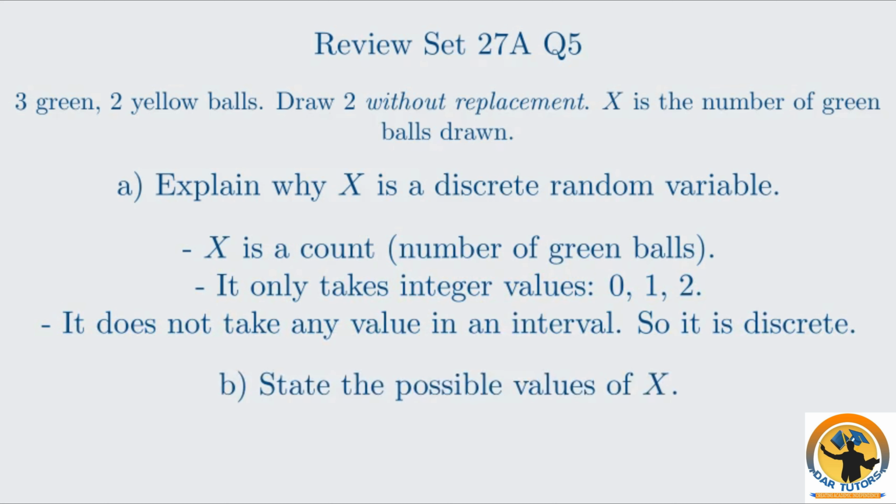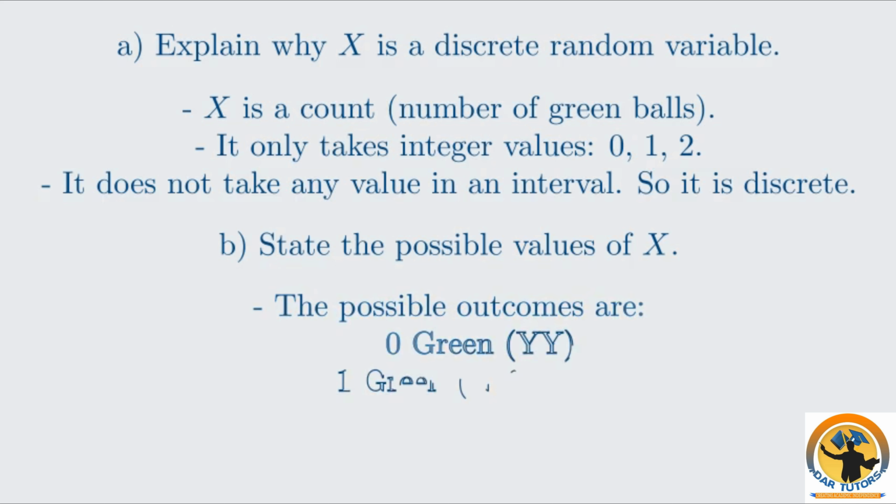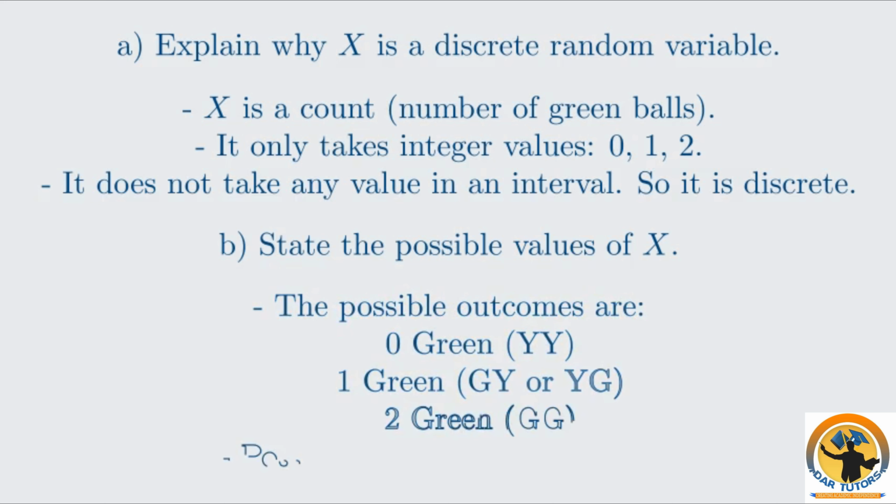Part B asks for the possible values of X. As just mentioned, you could draw 0 green balls, 1 green ball, or 2 green balls. So X can take the values 0, 1, or 2.